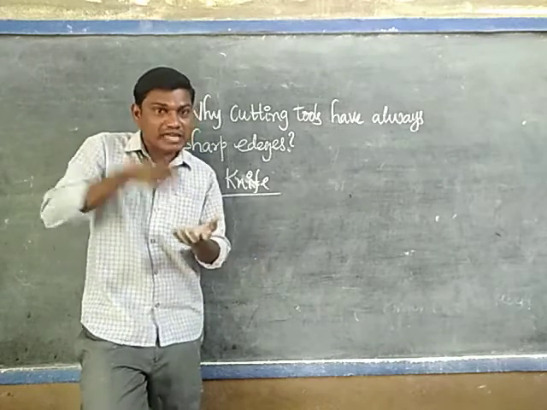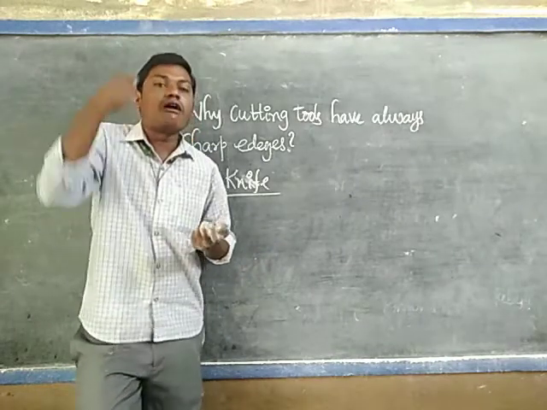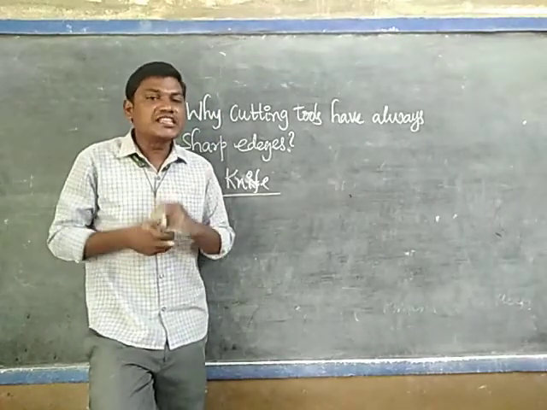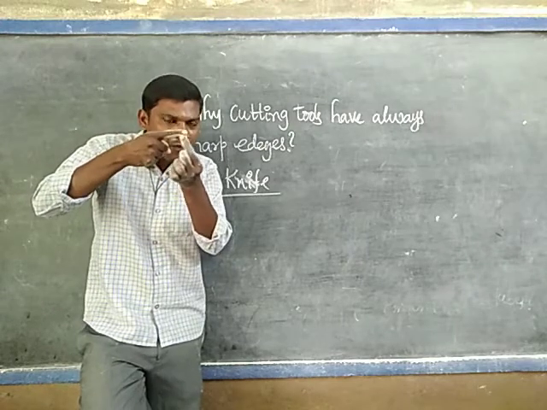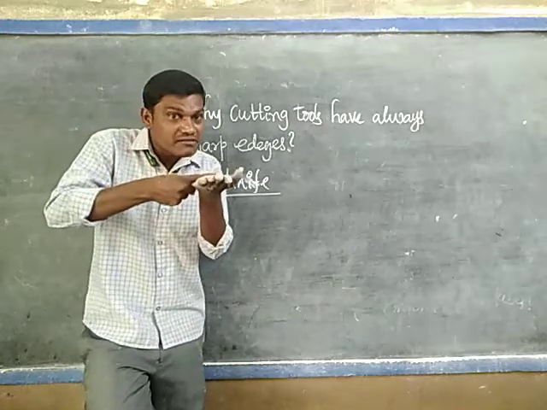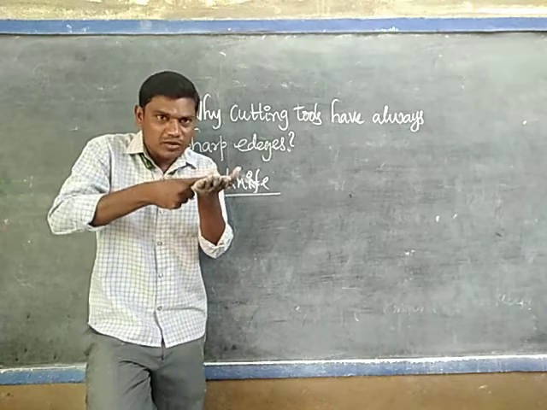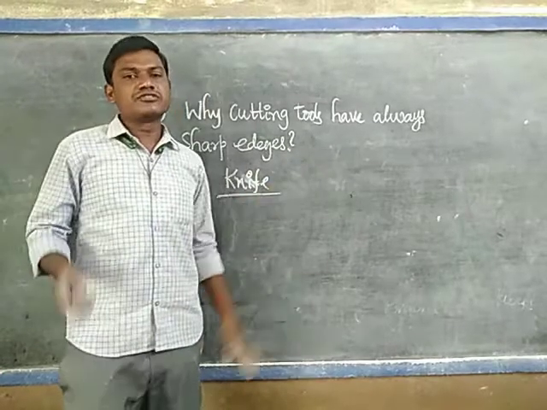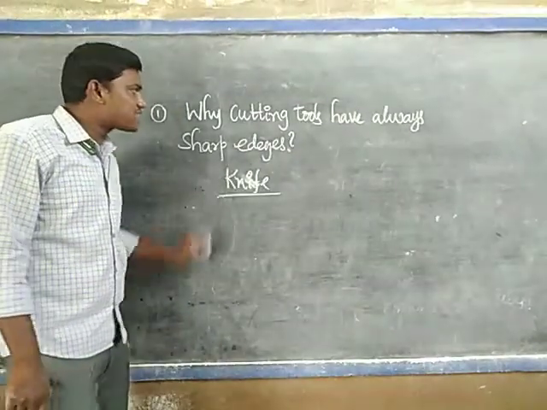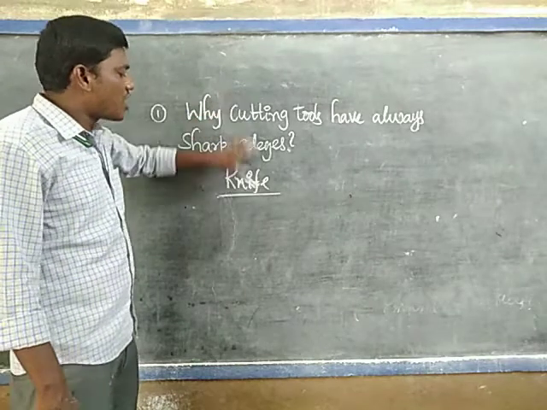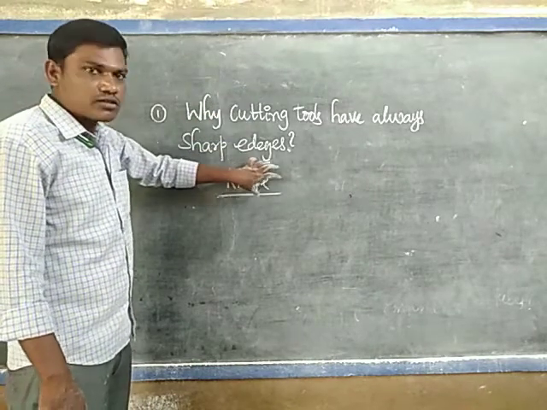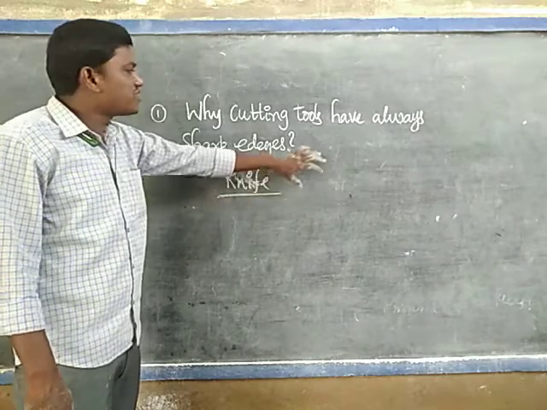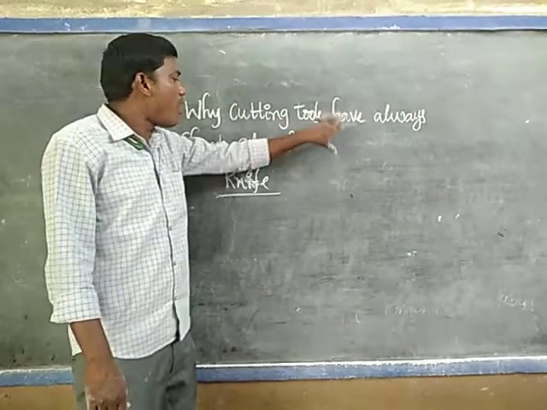It is possible only if you apply a large force on the fruit or vegetable. But in the second case, the sharp end of the knife is kept in contact with the fruit or vegetable. You apply just a little bit of force, and it will easily cut into two parts. So that's why the cutting tools, not only the knife but also the crowbar, the spade, the hacksaw blade, and so many things, all these cutting tools always have sharp edges.